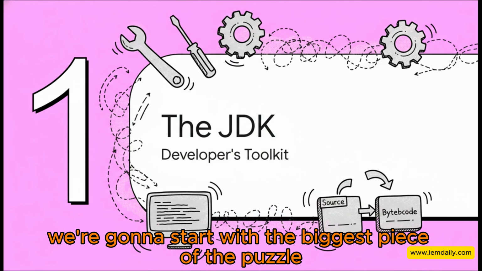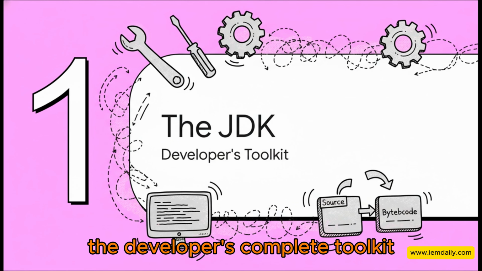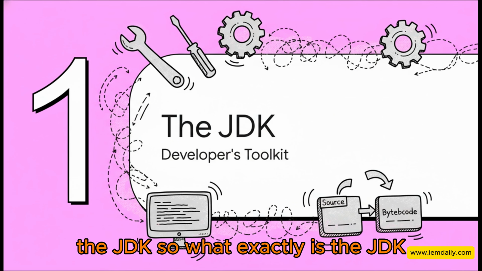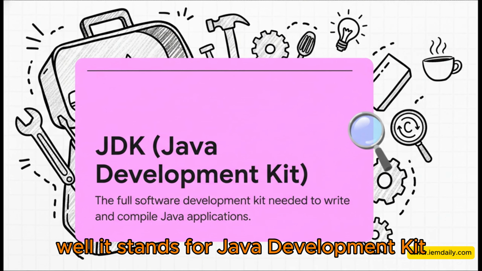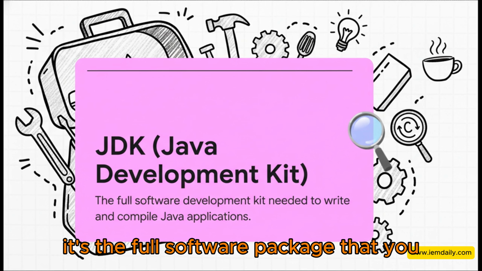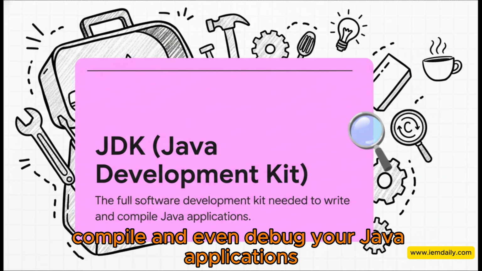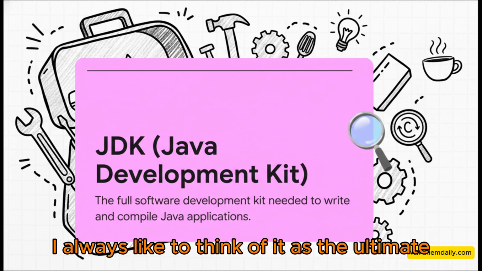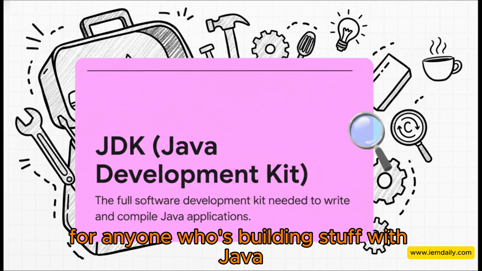Okay, so we're going to start with the biggest piece of the puzzle and work our way in. First up, the Developer's Complete Toolkit, the JDK. So what exactly is the JDK? Well, it stands for Java Development Kit. And really, it's the whole shebang. It's the full software package that you as a developer need to write, compile, and even debug your Java applications. I always like to think of it as the ultimate all-in-one toolbox for anyone who's building stuff with Java.